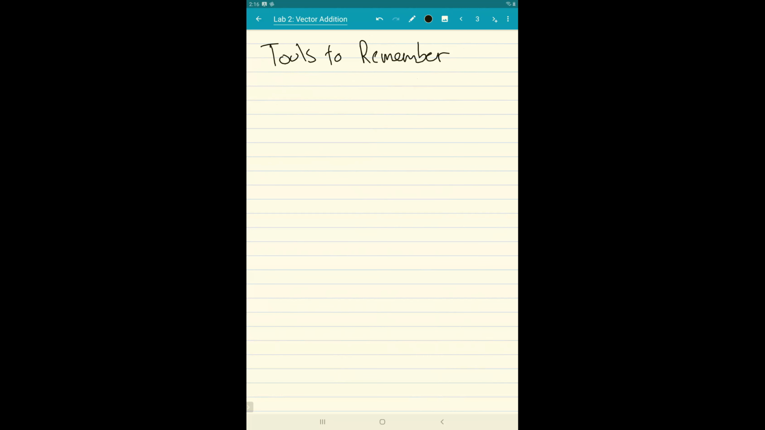Okay, three big ones. These are going to help you in this lab right now. We're going to have sine of some angle, which is the opposite side over the hypotenuse. Cosine of some angle theta is the adjacent side over the hypotenuse. And tangent of theta is going to be opposite over adjacent.